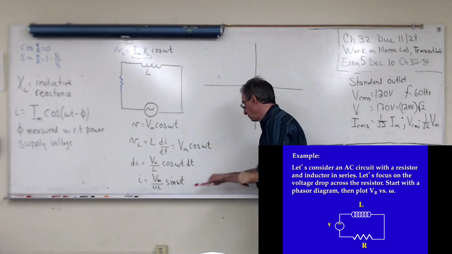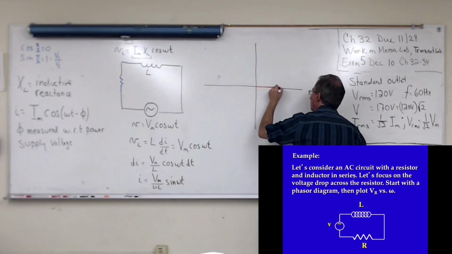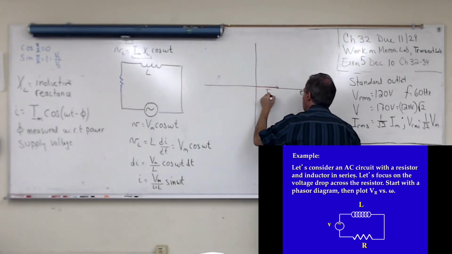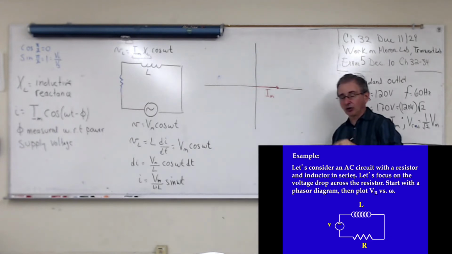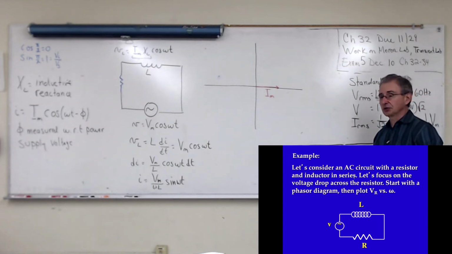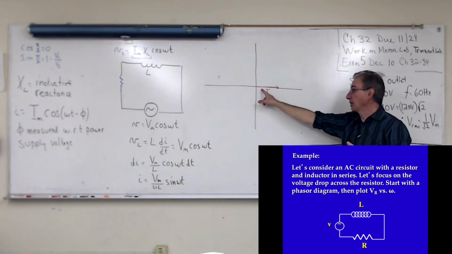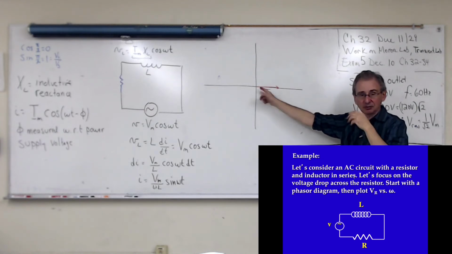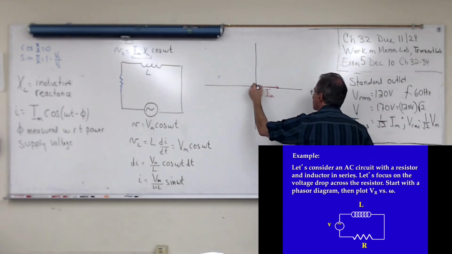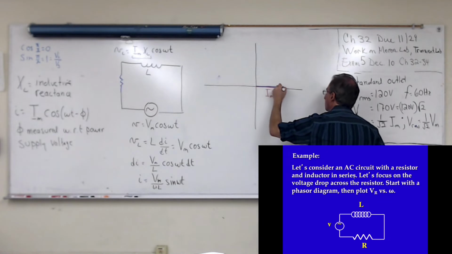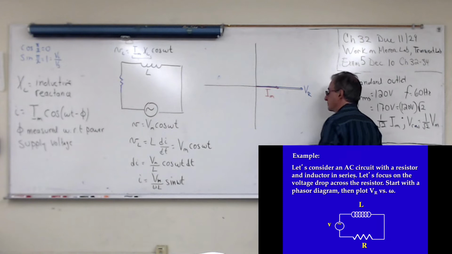So what I'm going to do is draw a phasor representing my total current. And I know the voltage across the resistor is in phase. In other words, it's going to be parallel to this current. It's going to be a different size vector. So I'm going to draw the voltage across the resistor.